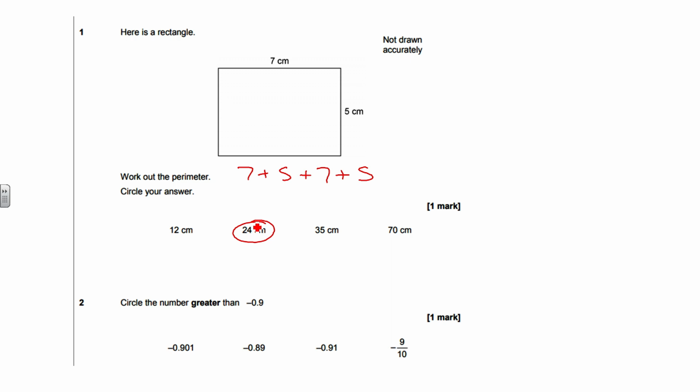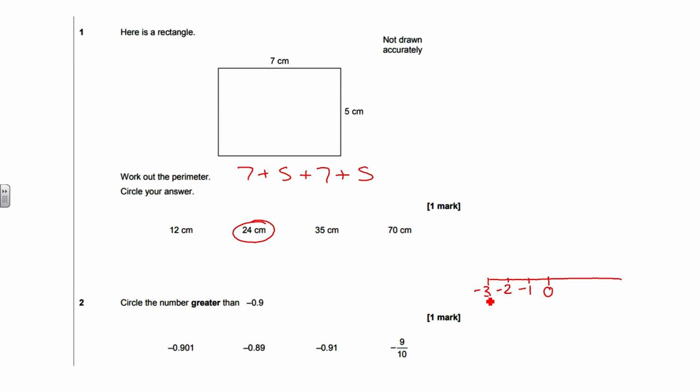Next one, slightly trickier. Circle the number greater than negative 0.9. The tricky thing about this one is that because it's not only decimals but negative, it throws people. The thing we have to remember is that with negative numbers, the bigger the number, the smaller it is. So to be greater than negative 0.9, the number part of this problem has to be smaller than 0.9, because all the numbers are negative.